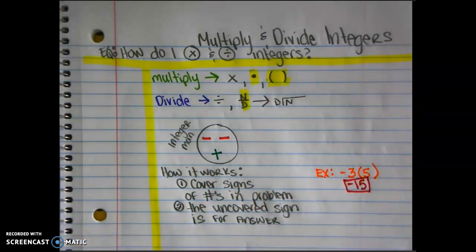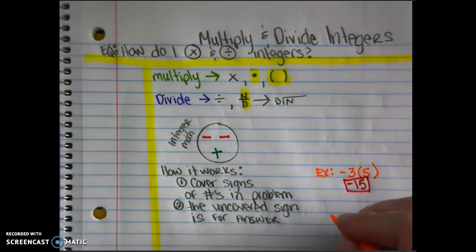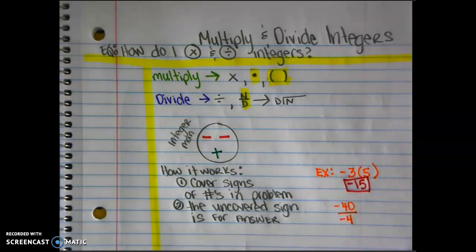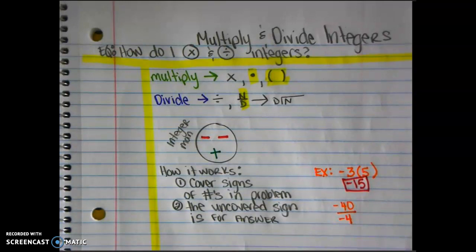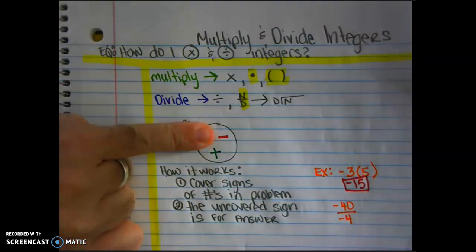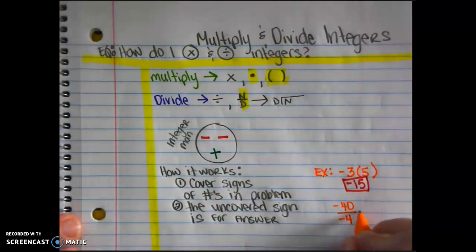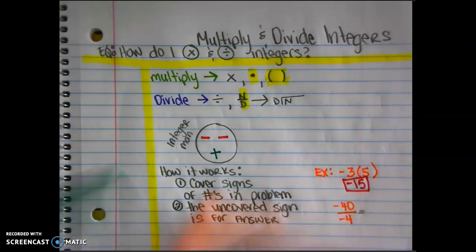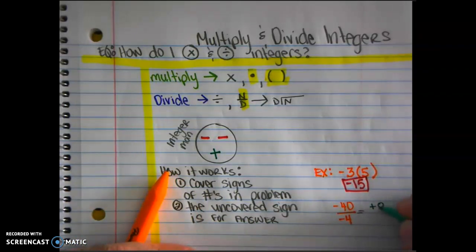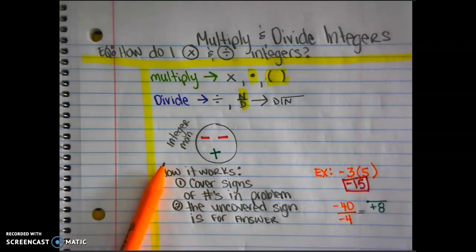Let's do another one for division. If I had another example of -40 divided by -4, again here's that fraction. So I have a -40 and I also have a -4. Then my answer is going to be positive. So my answer is going to be a positive answer. And in this case, it's going to be a positive 10. Sorry about that.